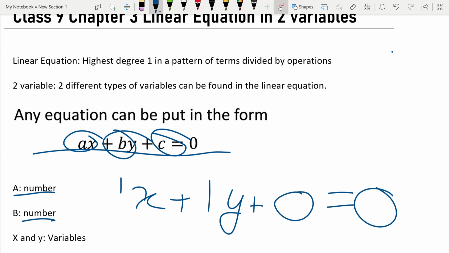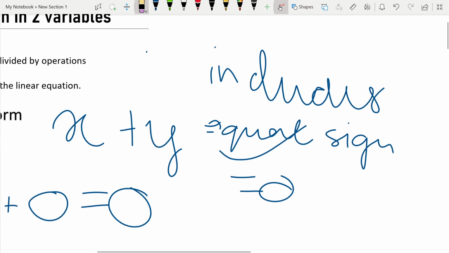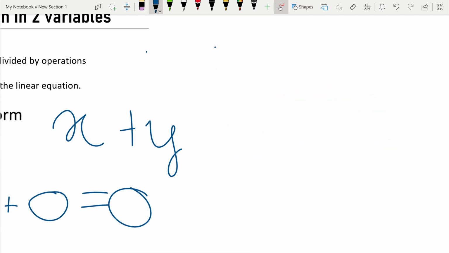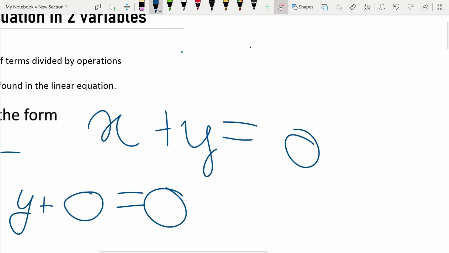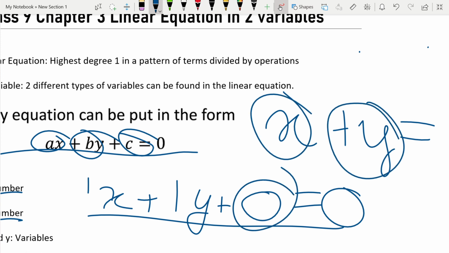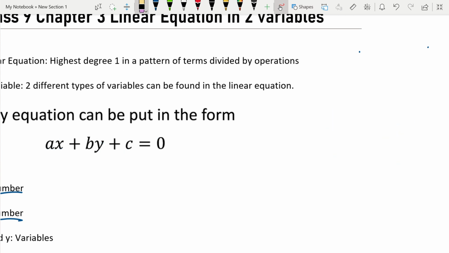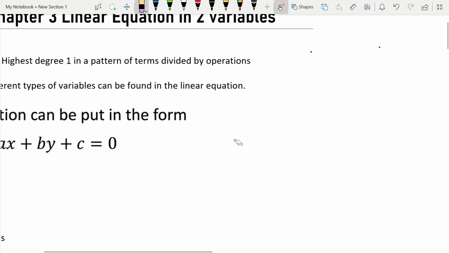Okay? Now we had our equation of x plus y is equal to 0. Can we write that in that way? Yes, I just wrote it over there. 1x is equal to x, 1y is equal to y, and 0 is equal to nothing, and is equal to 0. We have already got that. So meaning that is a linear equation in two variables. Okay, let's move on.